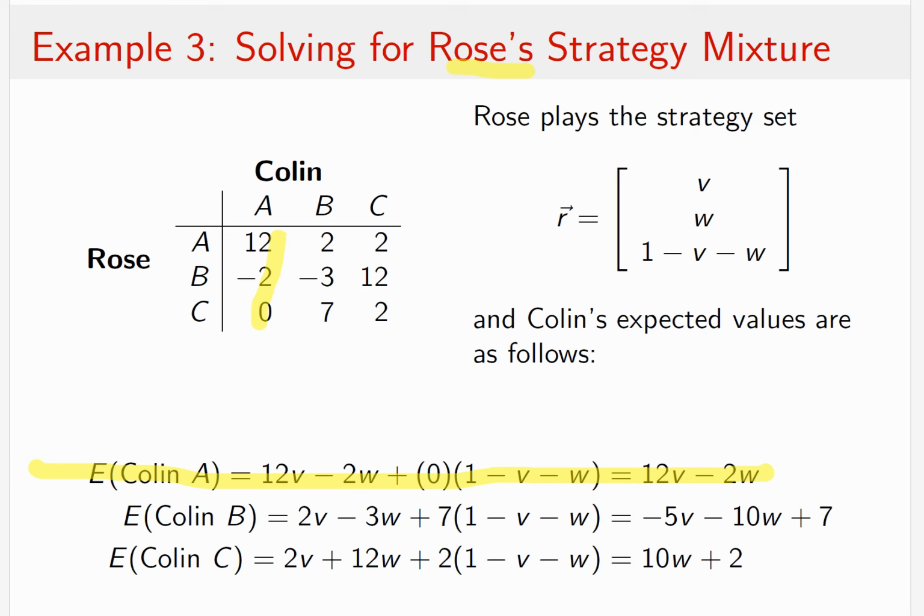12v minus 2w plus 0, right? So 12v minus 2w. And then for column B, we're doing 2v minus 3w plus 7 times 1 minus v minus w, which simplifies to minus 5v minus 10w plus 7, right? And then the last one is 2v plus 12w plus 2 times 1 minus v minus w, which simplifies to 10w plus 2. All right, so far so good.